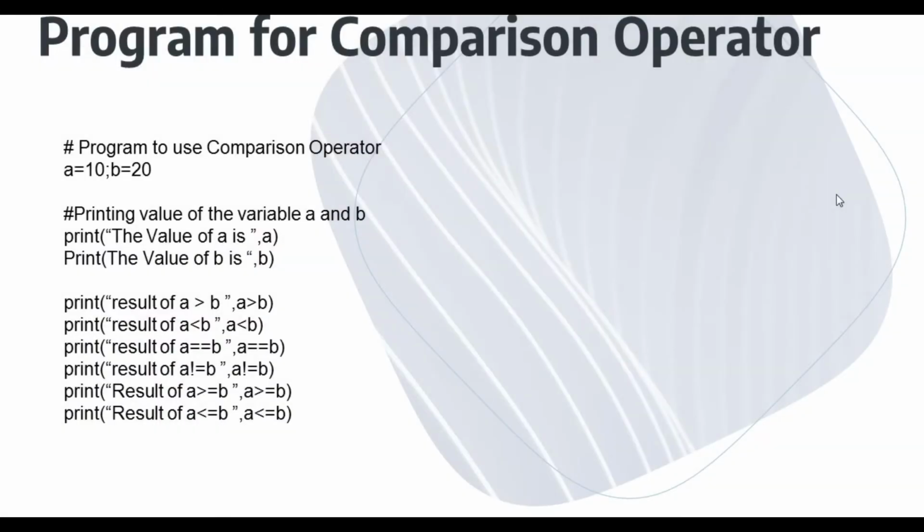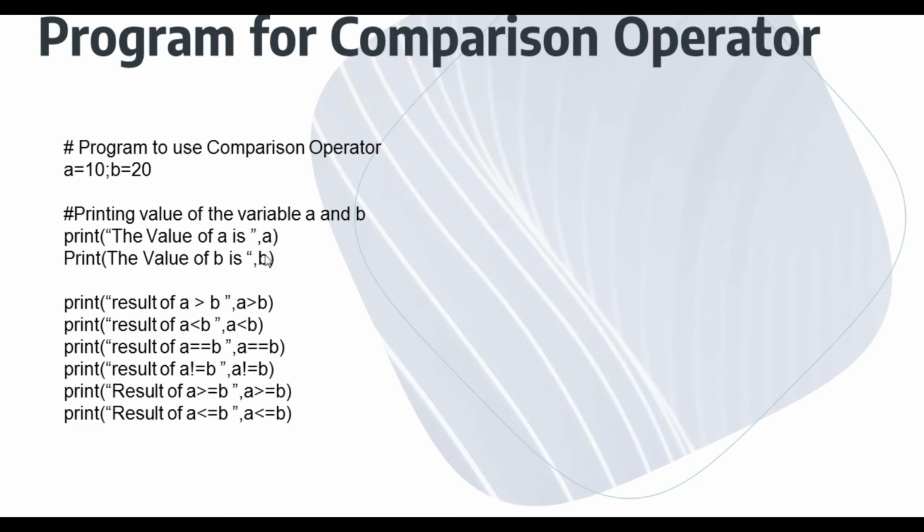And now we are going to understand the next topic, a program for comparison operators. As I taught you in an earlier video, student, comparison operators are used to compare values, whether equal, not equal, bigger than, lesser than, or bigger than equals to or lesser than equals to. So we are going to understand how to compare values. According to the program, you can see that a equals to 10, b equals to 20. Two values are assigned to two different variables.